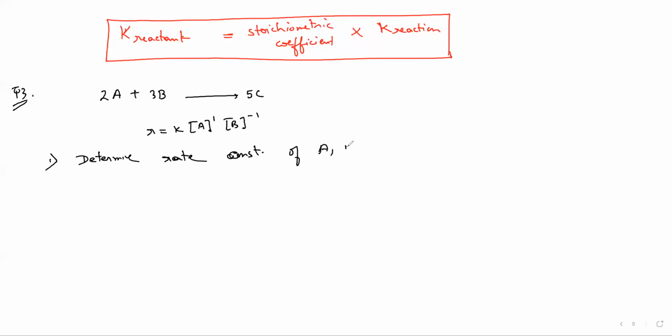Find the relation between the rate constants of A, B and C, KA, KB and KC. Solve it. Last question for today. How can you find the rate constant of a particular substance, the stoichiometry of this one into the rate constant, like this way? Try to solve it.